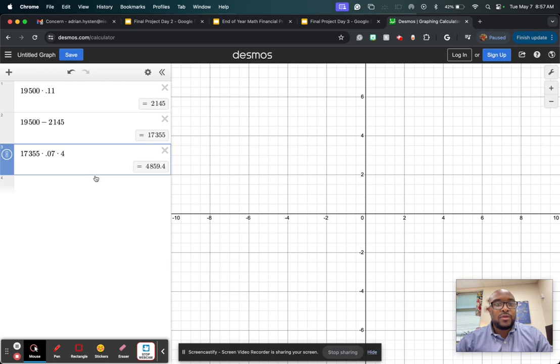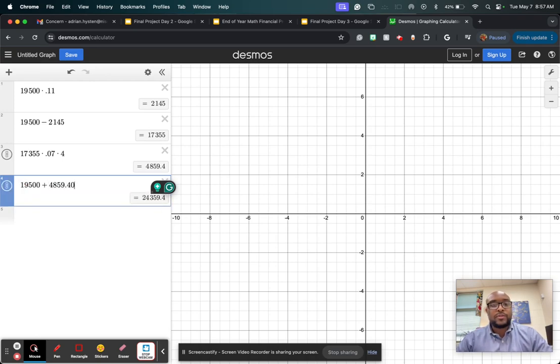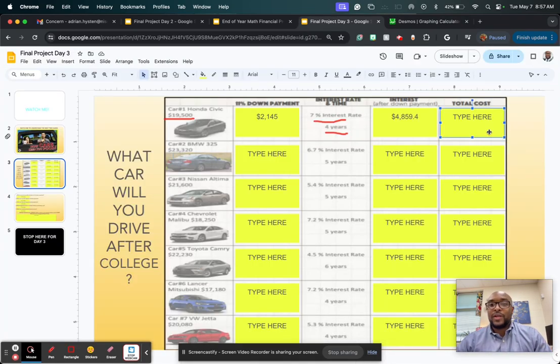So for this $19,500 Honda, I agree to pay an additional $4,859.40, which means this vehicle just became $24,359.40. So the total cost is $24,359.40. That is how you do this.